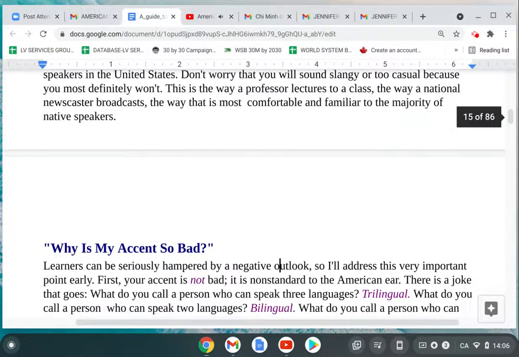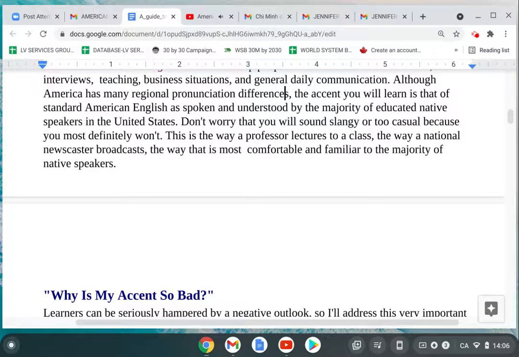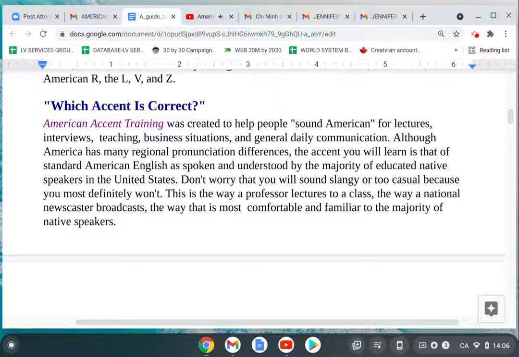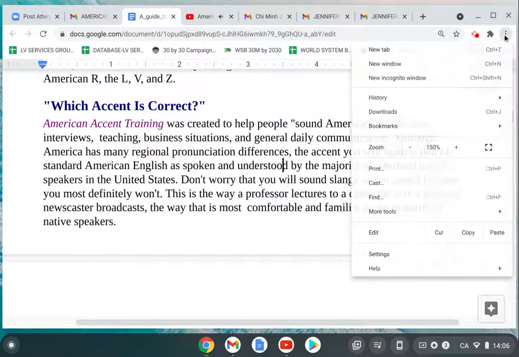Which accent is correct? American accent training was created to help people sound American for lectures, interviews, teaching, business situations, and general daily communication. Although America has many regional pronunciation differences, the accent you will learn is that of standard American English as spoken and understood by the majority of educated native speakers in the United States.